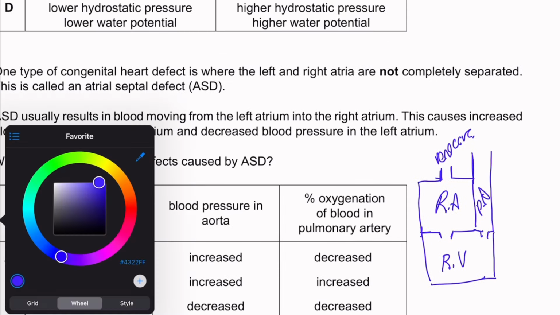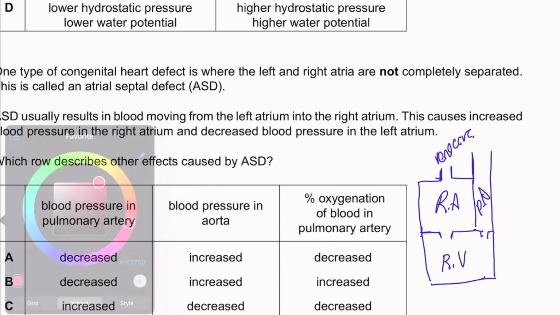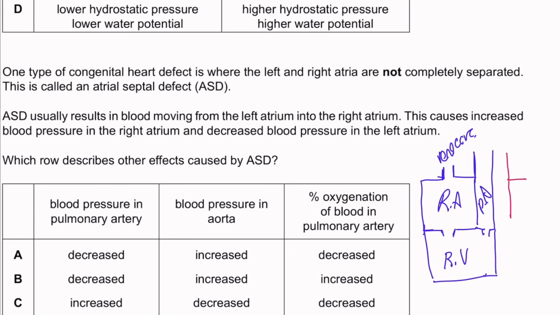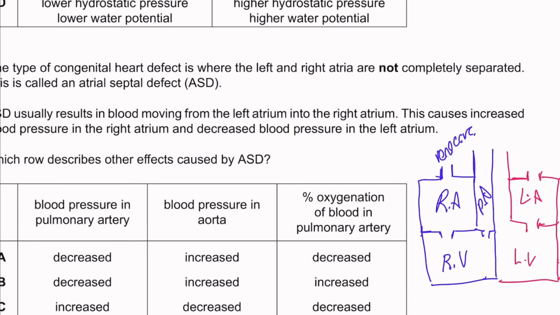Now for the left side. Okay, this is wrong because I cannot draw an opening now. So we have here the aorta, the pulmonary vein coming in, and then the opening for the atrioventricular valves, and this is the left ventricle. So we have the left ventricle, the left atrium, the pulmonary vein, and the aorta.